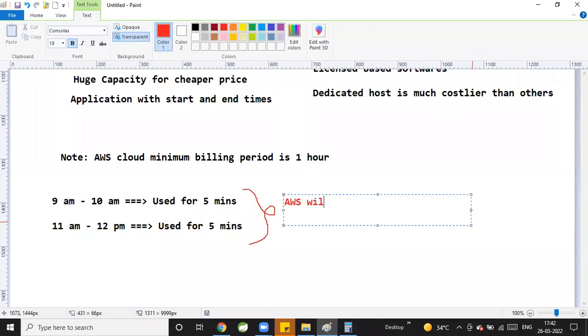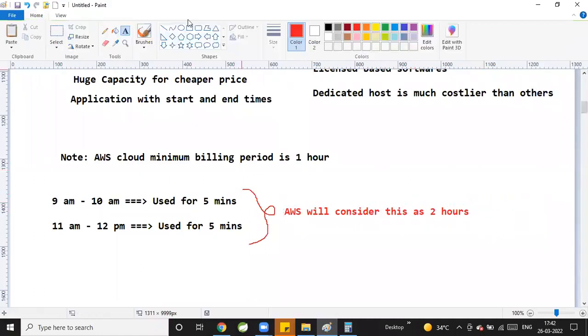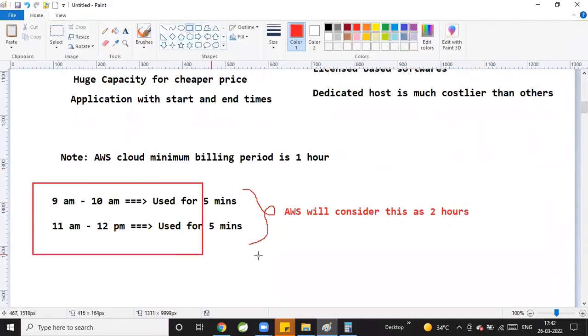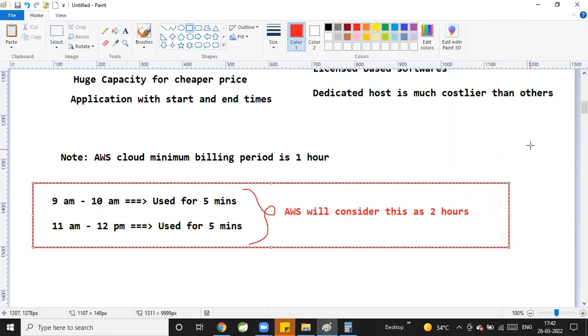AWS will consider this as 2 hours. So even for 10 minutes of usage, the bill will be generated for 2 hours of usage. If you go with this scenario, the bill will be generated for 2 hours of usage.